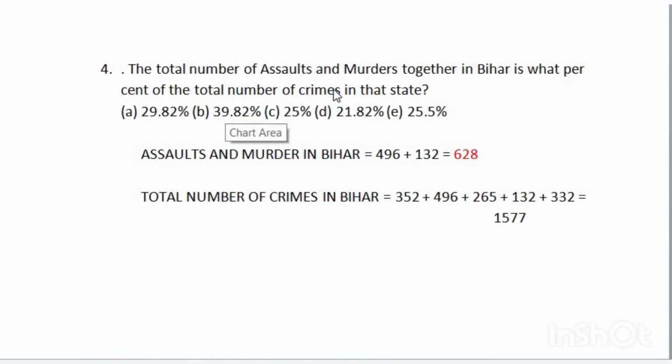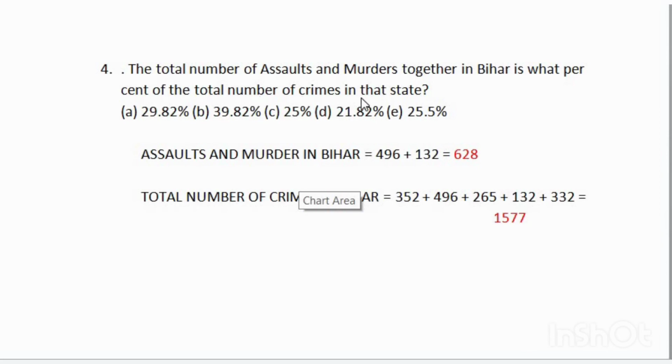Next, to find out the total number of crimes in Bihar, from the table you will get the total by adding all these numbers. You will get 1577. But the question is to find out assaults and murders together in Bihar is what percent of the total number of crimes in that state. That means you have to find out the percentage. And here in the question, look carefully: after "of", the total number of crimes in that state is written.